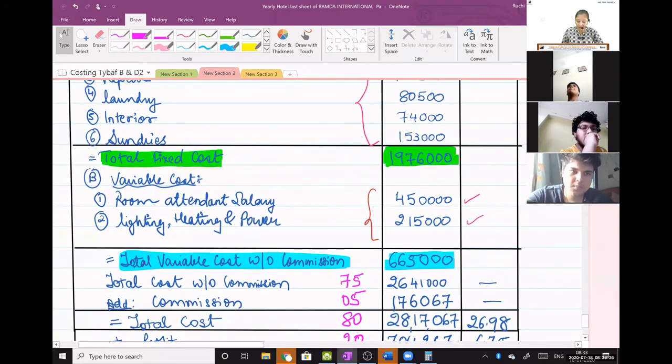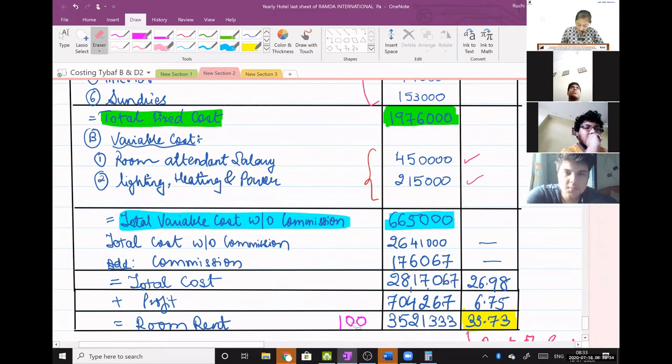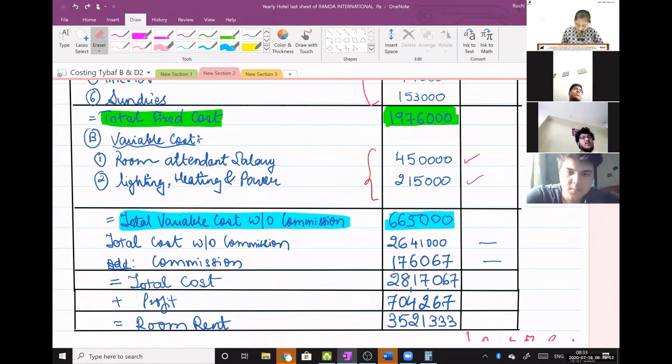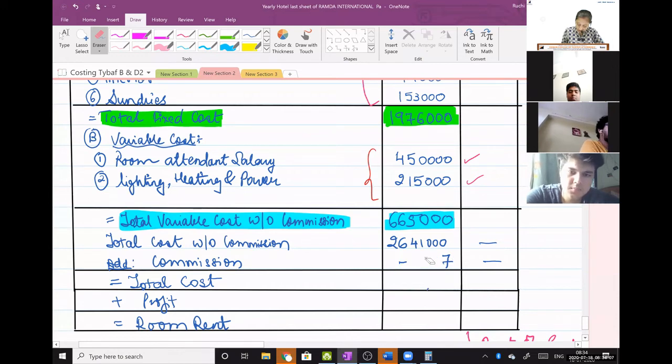I'm writing total variable cost without commission. Okay, so write all that down. Total variable cost without commission. Just note it down, and I'll tell you how to calculate that.